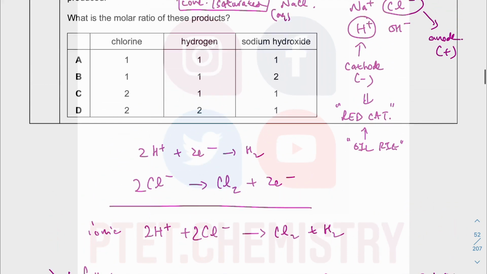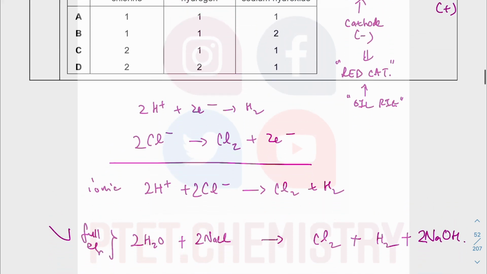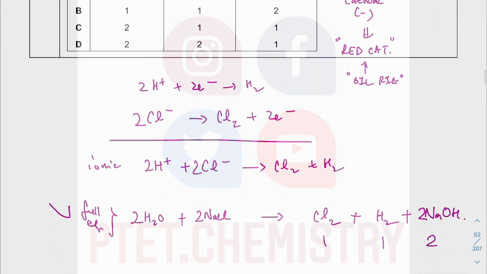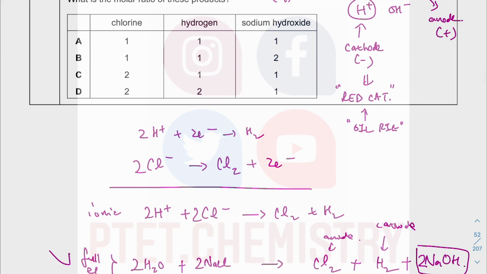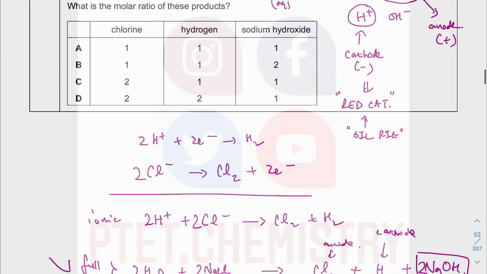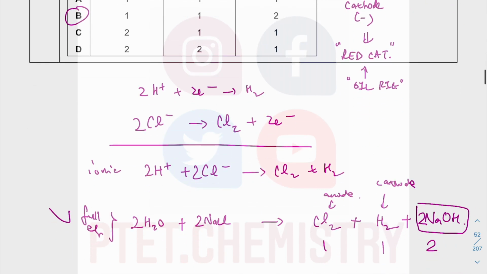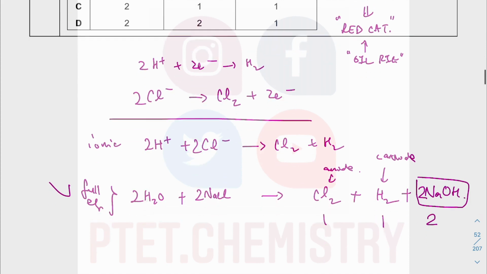So in terms of the mole ratio, I will get 1 chlorine, 1 hydrogen, and 2 sodium hydroxide remaining in the solution. This is not discharged at the cathode or anode, whereas this one is discharged at the cathode. This one is discharged at the anode. But this question is asking you about the mole ratio. So it's 1 chlorine, 1 hydrogen, and 2 sodium hydroxide, to balance the equation, giving you the molar ratio. All right.